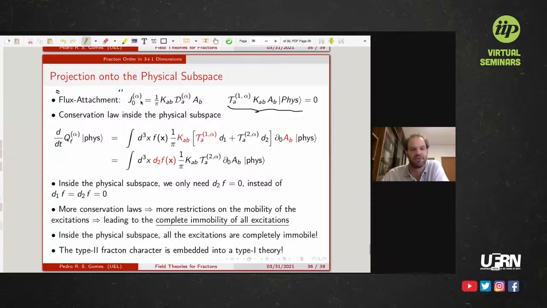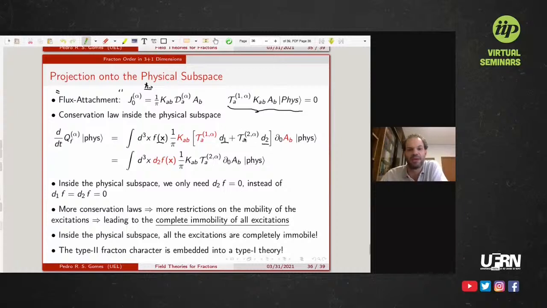This comes from the equation of motion of the A0 in the presence of currents, right? And this relation leads to the following conservation law, and we project this conservation law inside the physical subspace in this way. So let's see the right-hand side of this expression. In the first line, we see that in order to produce the correct conservation law, we need both D1 and D2 annihilating the function f. So we can integrate it by parts, and this will vanish.